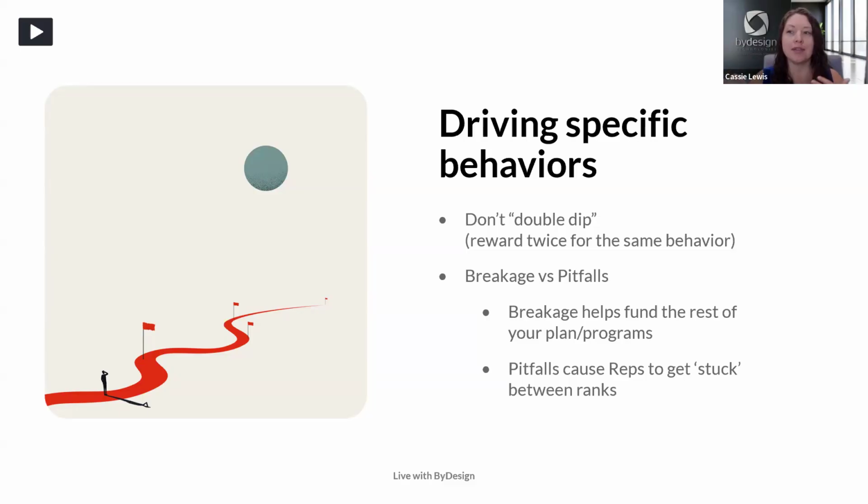Breakage is the circumstance and the law of averages, where we know not everybody who tries to do something is going to succeed. Pitfalls is when your comp plan is designed in such a way that it feels impossible to get beyond a hurdle and get to that next rank.